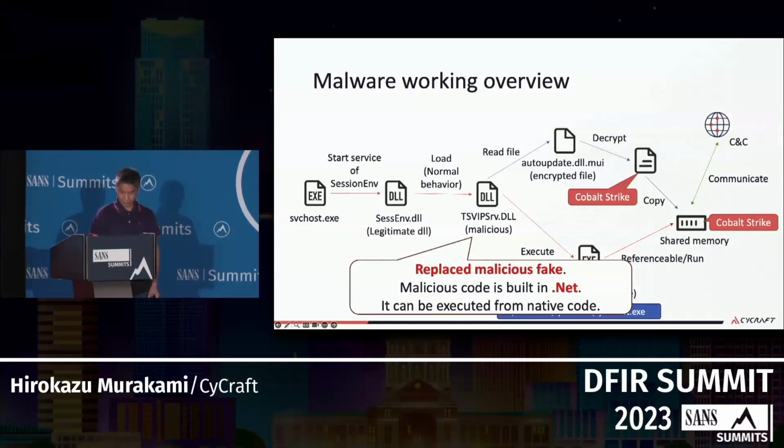TSVIPSrv.dll is a malicious DLL that loads an encrypted auto-update.dll.mui file, launches SyncHost.exe, and injects the decrypted data for execution. The malicious code is built in .NET, and it contains a loader to run this .NET code from native Windows applications. Native Windows applications can execute .NET code by calling the exported functions of this DLL.